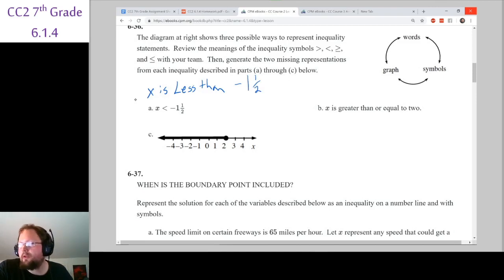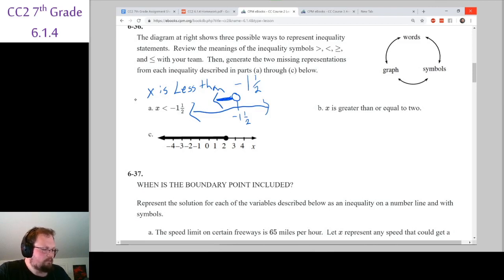And the next part of this problem is asking you to write it with the symbol, x is less than negative 1 1/2, and then write it in words, x is less than negative 1 1/2. And then they want you to show it on a number line. So on your number line, you put the negative 1 1/2 there. Less than means that it has an open circle. It is a hollowed out circle. And then less than is the left direction. X is less than that. So it's everything to the left side.